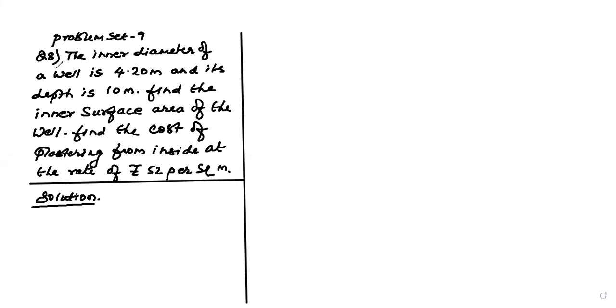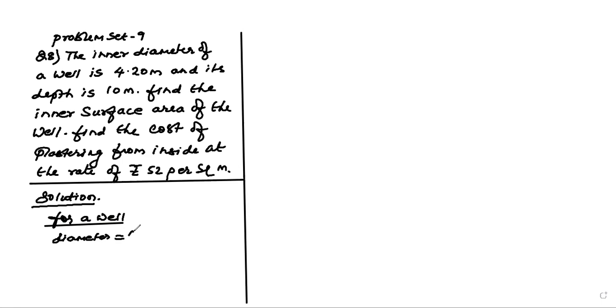Problem set, question number 8, children. The inner diameter of a well is 4.20 meter. I'm talking about a well now. A well is always cylindrical in shape. So naturally, a well is nothing but a cylinder for us when you try to solve something. Now look here. The inner diameter of the well is 4.20 meter.